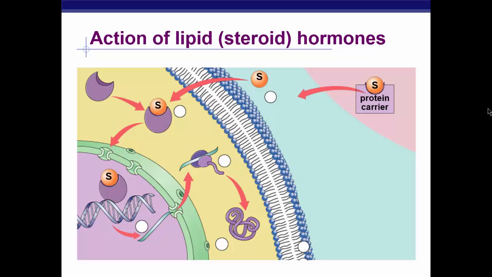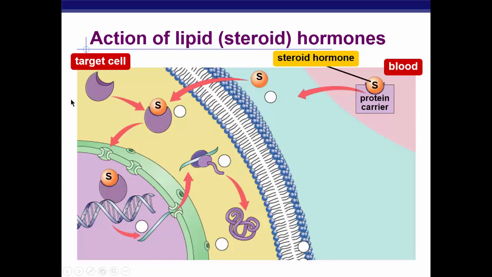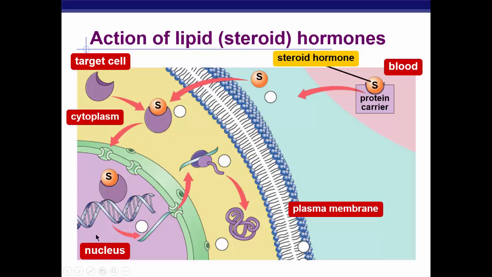Okay. Here we have our lipid, our steroid hormones. These are our fat-soluble, our hydrophobic ones. Okay. Here is our bloodstream. Hormones will come through the bloodstream, okay, with the steroid hormone coming through. Here's our target cell all over here, okay, the plasma membrane, the cell membrane, the cytoplasm, the nucleus, all your general parts of a cell.